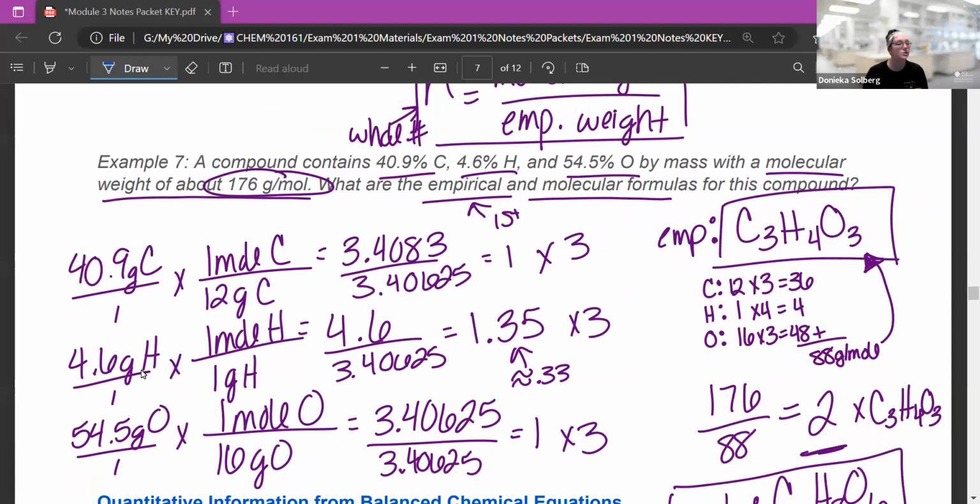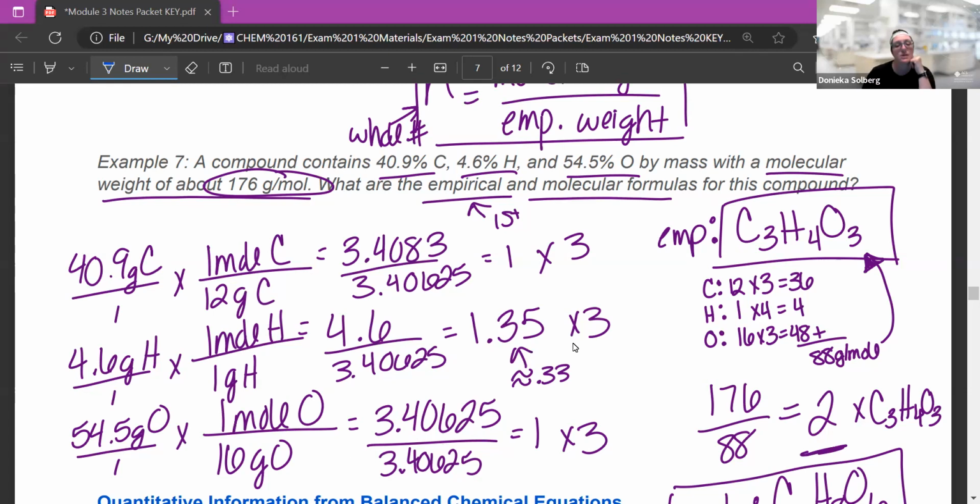For the empirical formula, just like before, I start with my masses, which were my percentages. I turn them into grams, divide by molar mass to get to moles. So I get this many moles of carbon, this is hydrogen, this is oxygen, and I divide them all by the smallest. This one I get about 1. This one I get 1.35, which is not close enough to 1 to round. And this one is exactly 1. So I have 1, 1.35, and 1.